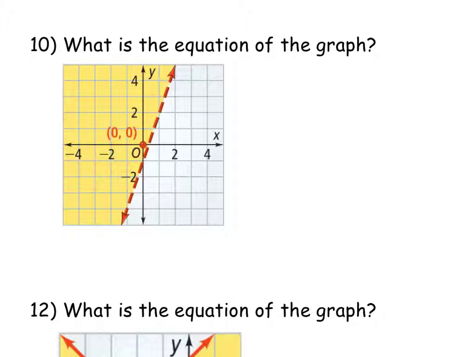We only have 3 options, folks. Is it a line, is it an absolute value, or is it a square root? It's going to be a line. So y equals mx plus b.